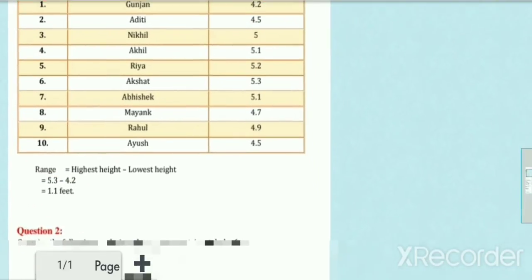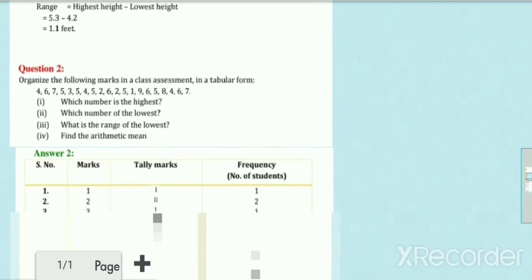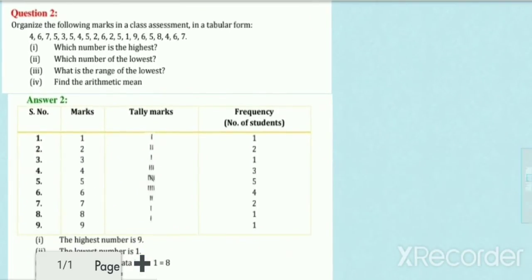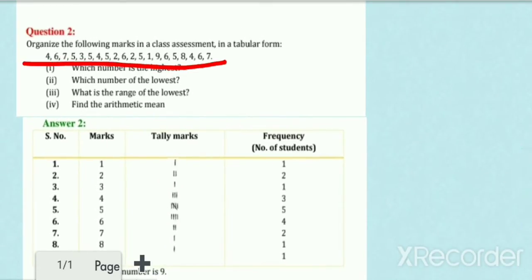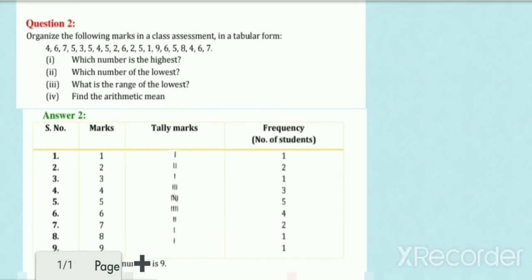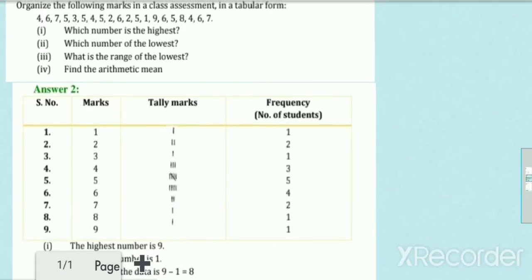Is it clear? Now question number 2: organize the following marks in class assessment in a tabular form. Tabular form means presenting the given data, meaning numbers, in the form of a table. So the numbers are 4, 6, 7, 3, 5, 2, 6 and so on. Firstly we have to arrange the numbers in tabular form. The tabular form has 4 columns: first serial numbers, second marks which are given in the question, then tally marks, and after that frequency.